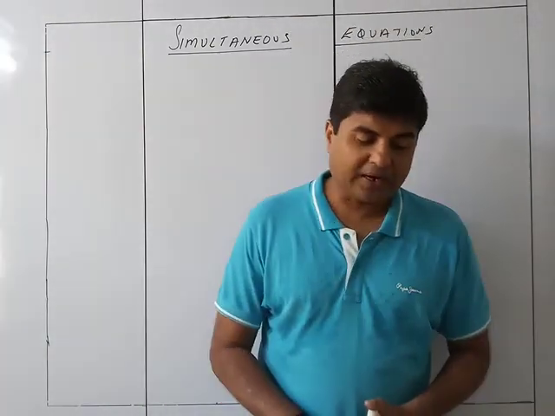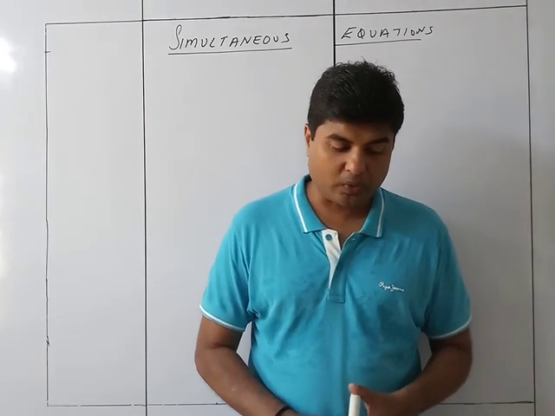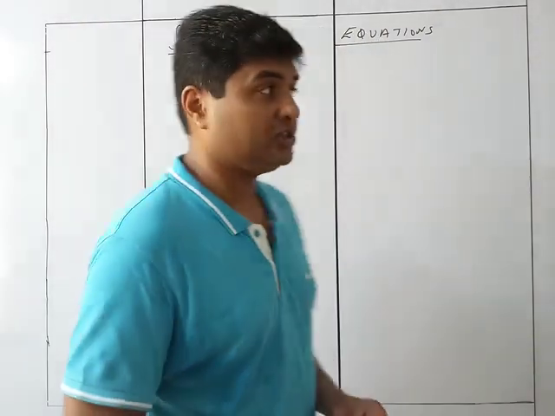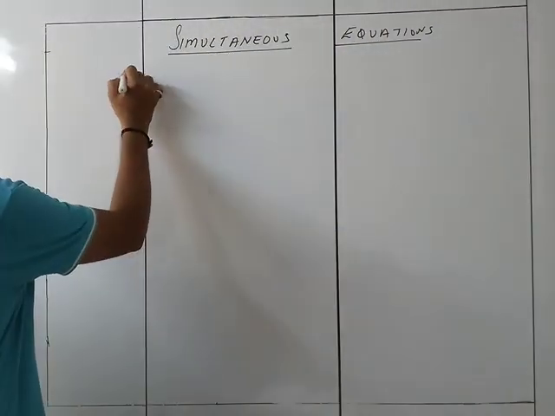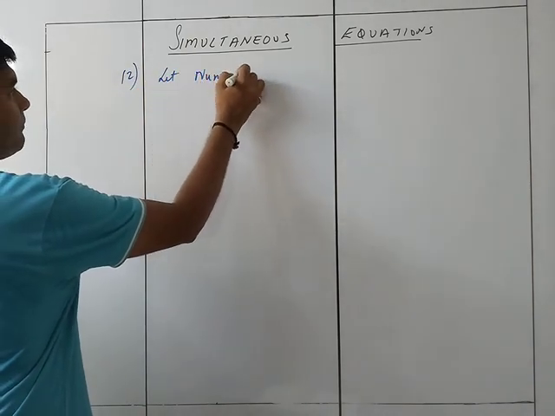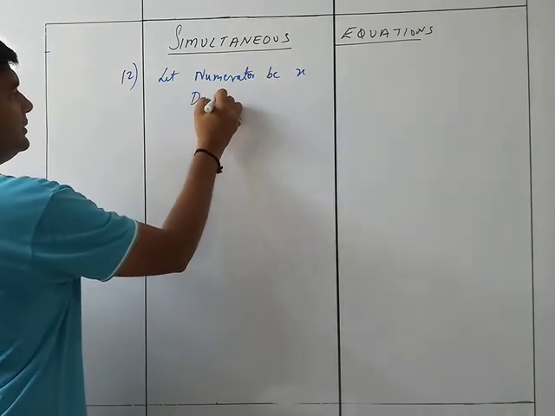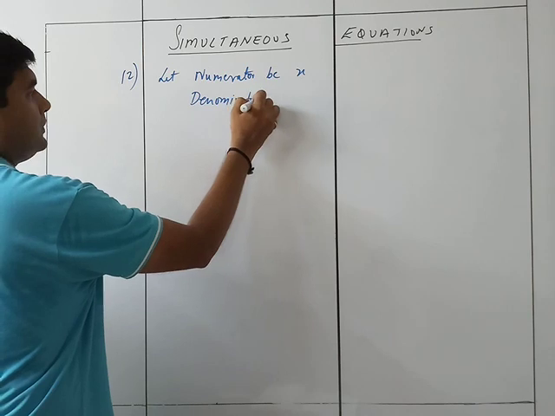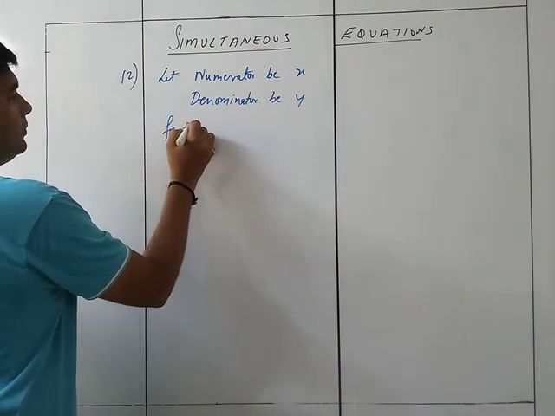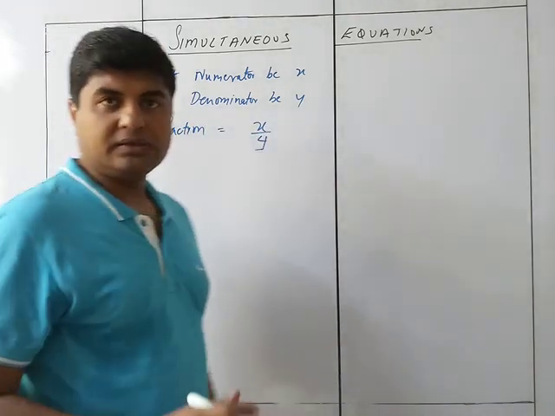Find the fraction which becomes 1 upon 2 when the denominator is increased by 4 and is equal to 1 upon 8 when the numerator is diminished by 5. So here we see it's a fraction. So the 12th sum. Let the numerator be x and denominator be y. So the fraction will be equal to x upon y. Okay, this is the basic thing.